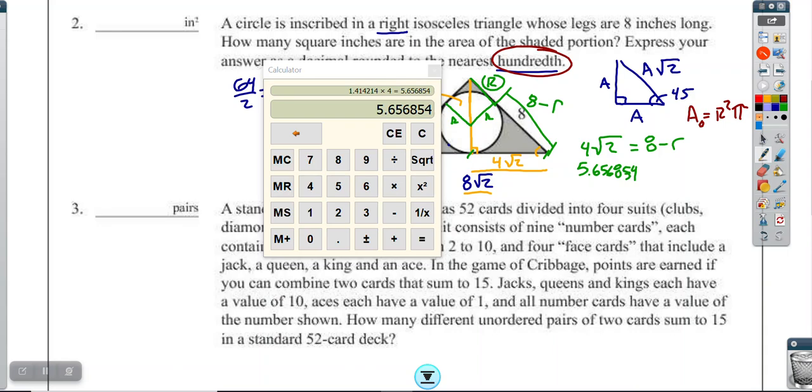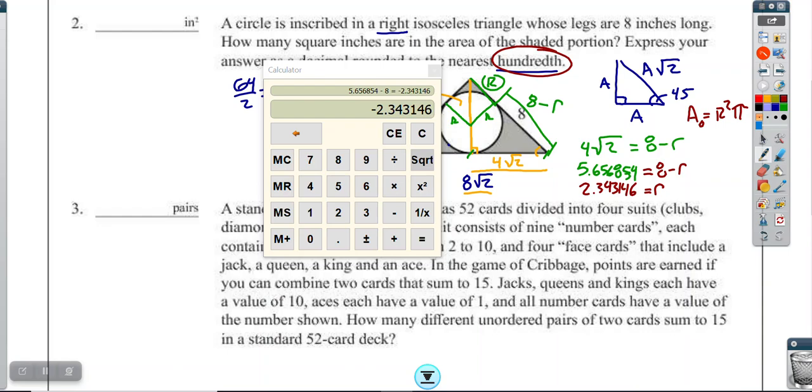So then now I know that I'm going to say that this is equal to 8 minus r. All right. So then I'm going to subtract 8 from my decimal. And so, well, that means that negative r is equal to this number here. Well, then just multiply both by -1. So I know that my radius is equal to 2.343146. All right, good stuff.